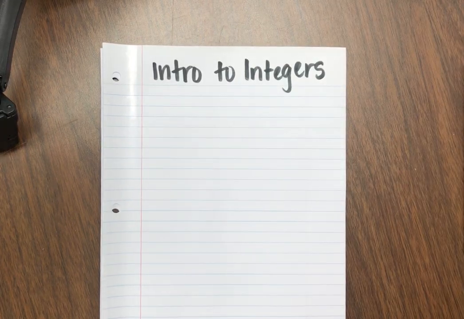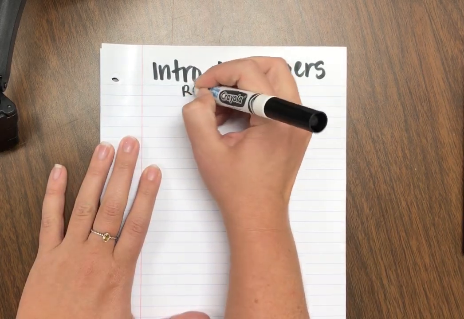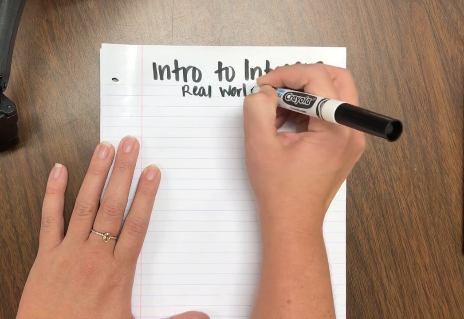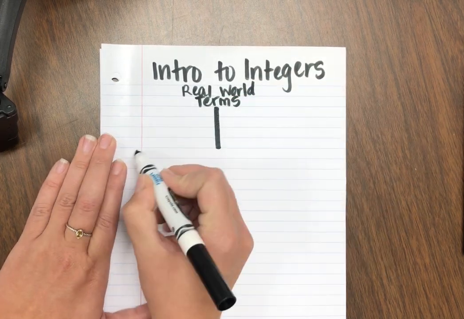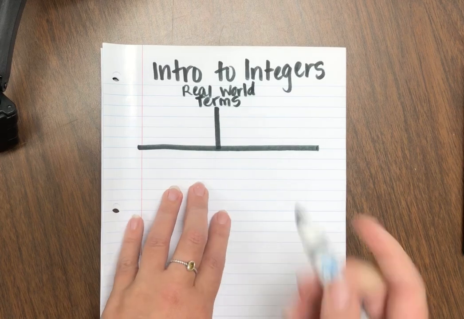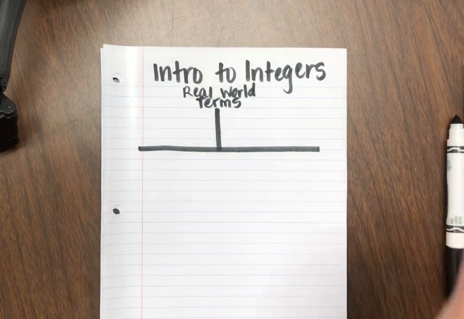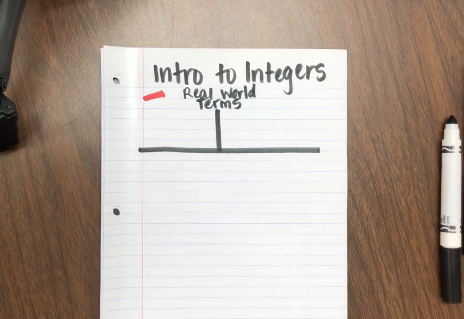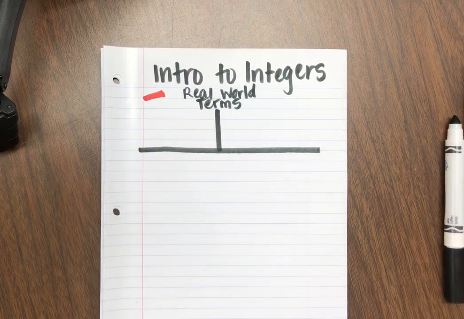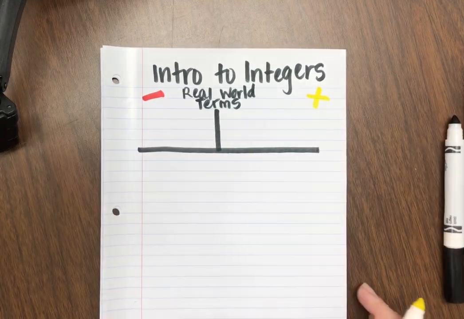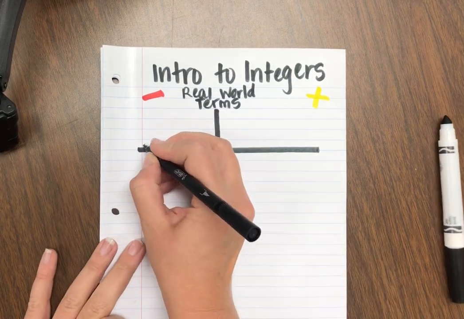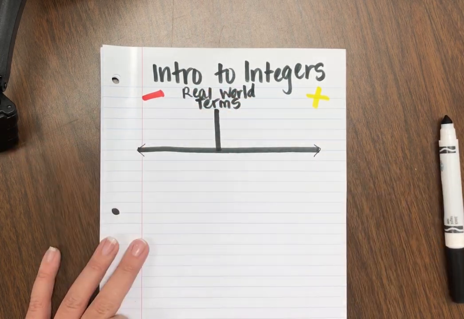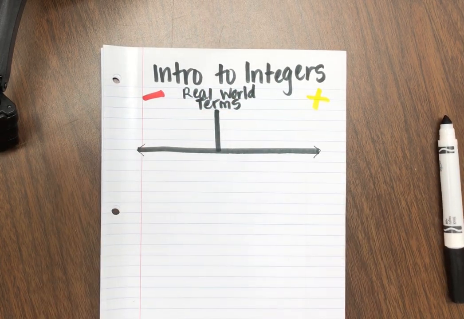So let's talk about some real world terms, maybe where you might see some real world integers. What we're going to do, I'm just going to split mine down the middle, and I'm going to put the negative terms over here, for negative integers. And I'm going to put my positive integers over here, the words for positive integers. And honestly, it's kind of like a number line, right? Negative things go to the left on my number line, positive things go to the right on my number line. So that's kind of why I'm doing that.